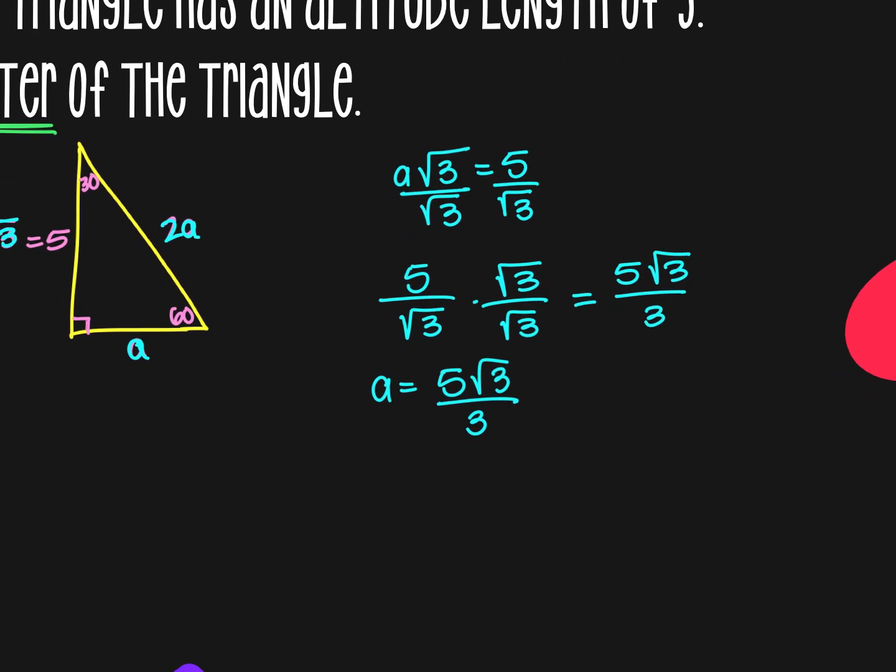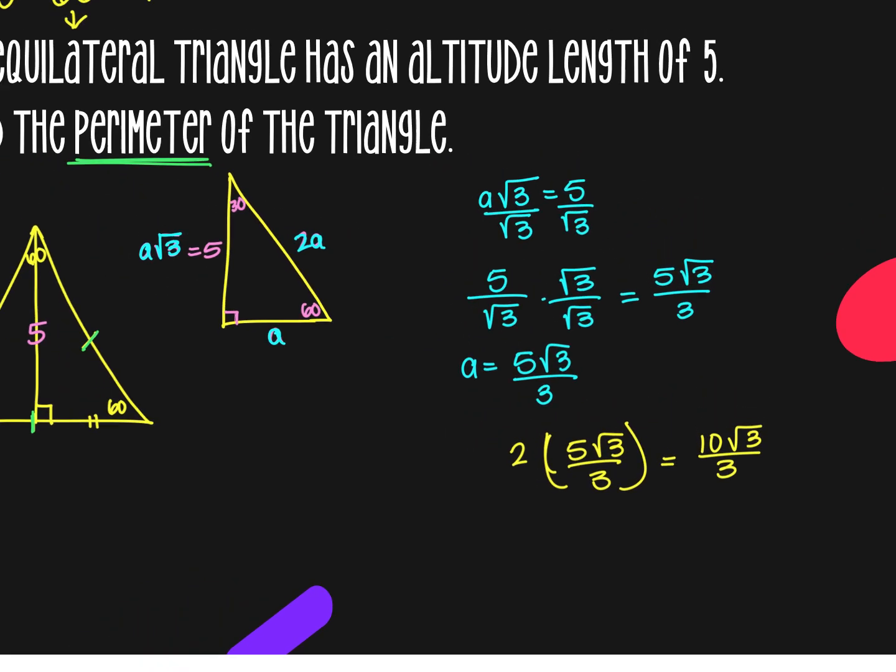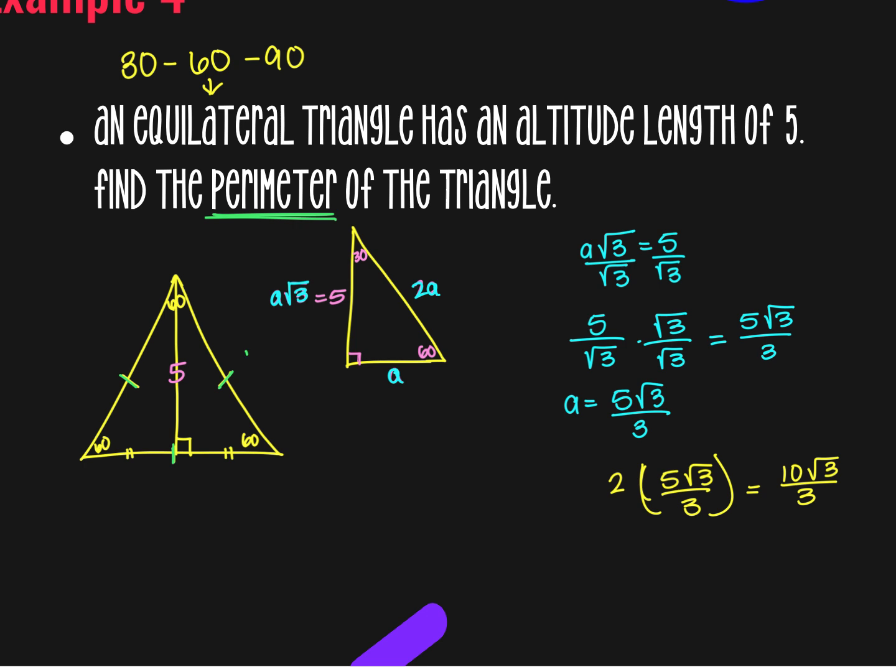Now I'm going to plug it into my 2A because that's what I want to solve for. I'm going to take 5 times the square root of 3 over 3 times 2. I'm going to write it as 2 times 5 times the square root of 3 over 3, and multiplying it by 2 gives me 10 times the square root of 3 over 3. So labeling my sides, I have 10 times the square root of 3 over 3, 10 times the square root of 3 over 3, and 10 times the square root of 3 over 3.